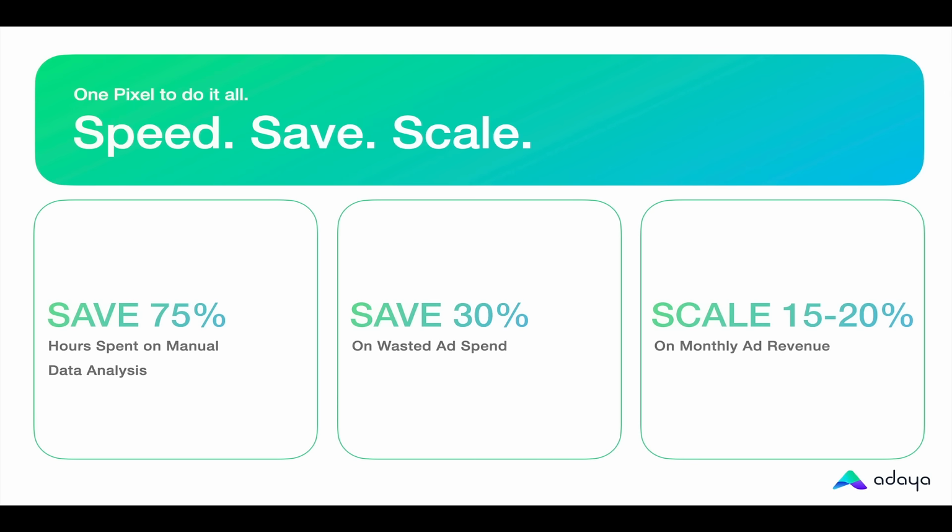So yep, it really is one pixel to do it all. You should be able to spend 75% less time dealing with manual analysis. All the brands that we have using this have reported being able to save about 30% on their ad spend every month just by reducing that waste, and then being able to scale 15 to 20% more with having all of that accurate data to optimize off of.